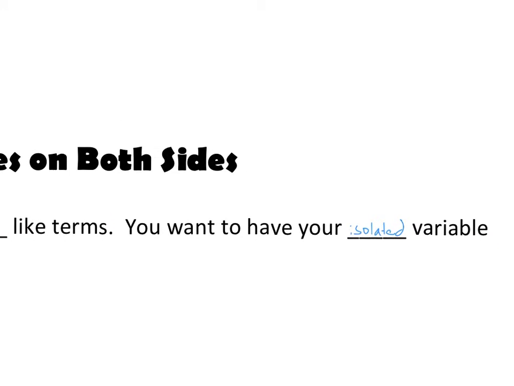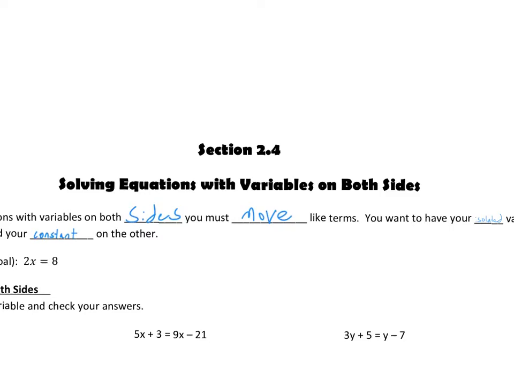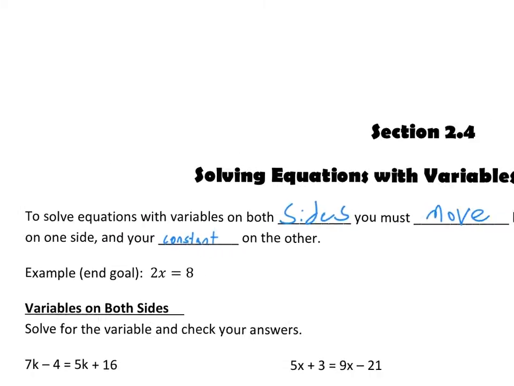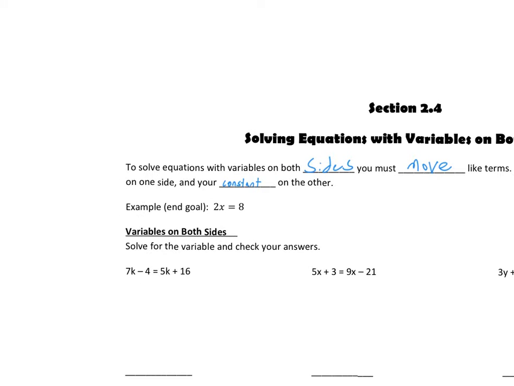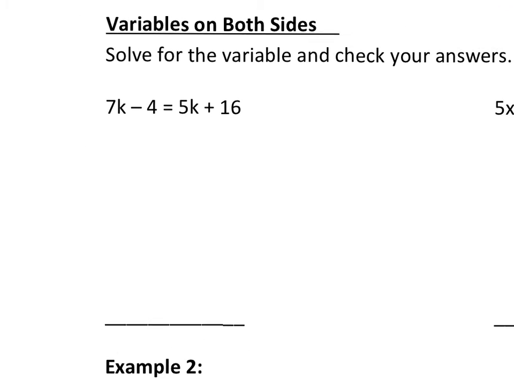Our goal is to have our isolated variable on one side and our constant on the other. You can see the example right there of 2x is equal to 8. Just as always, we want our x on one side and our numbers, known as constants, on the other. Let's compare and contrast these with the problems that have variables on both sides, with what we've previously learned of variables on one side. We're going to solve for the variable and check our answers, at least mentally.